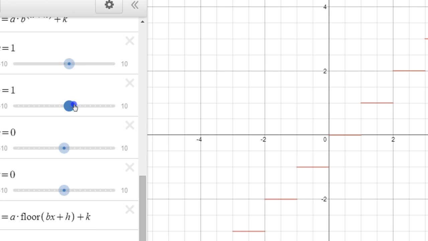Now if I do B, it's going to compress it horizontally. If I make it negative, it's going to flip it about the y-axis. So that's kind of cool to know. The H obviously is going to move it left if I make it positive, it still follows the same rules as everything else. And K, same thing. Now this one's going to give the illusion of moving left to right, but in fact it's moving up and down.